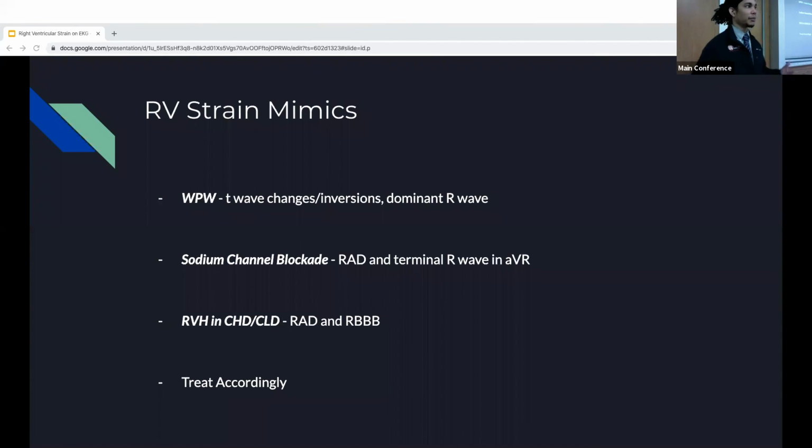So if you have a patient who has reason to have chronic lung disease or congenital heart disease and they have signs of right heart strain, maybe this isn't an acute RV strain finding. And so treat these accordingly. Don't treat everything just because you see some of the findings of RV strain. Do not treat them as PE or RV infarction, or even anchor on, oh, this is COVID causing RV cardiomyopathy.